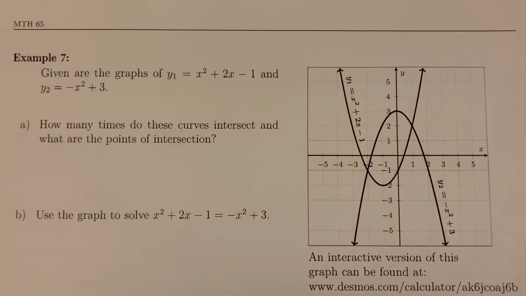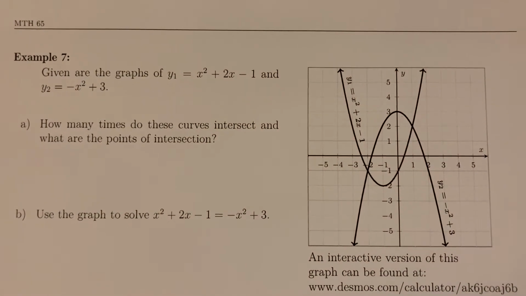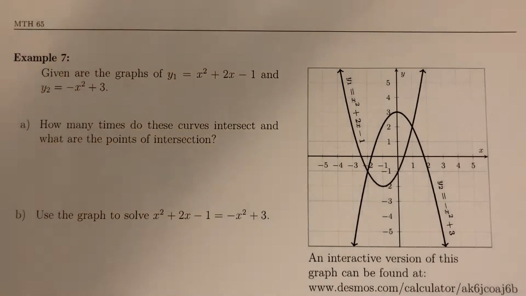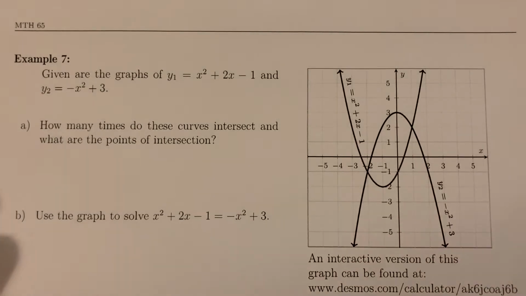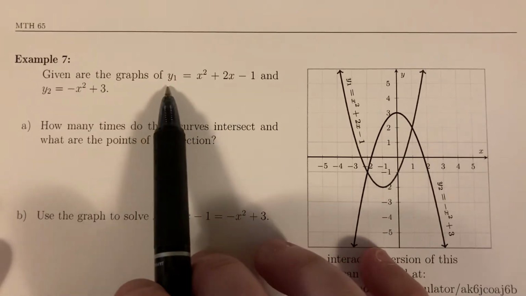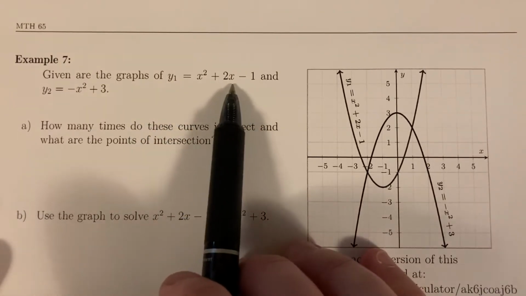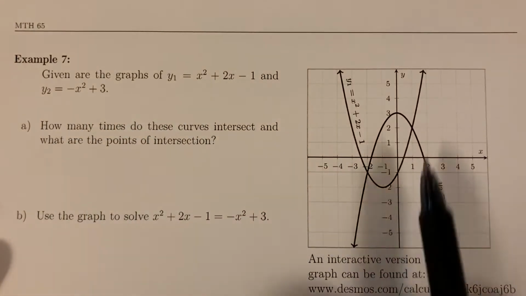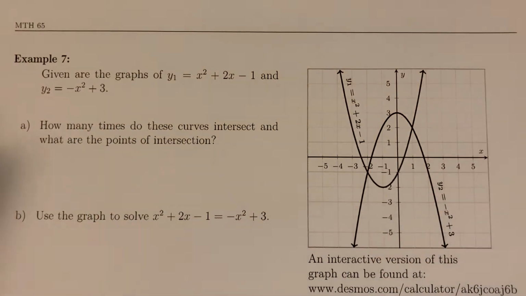Let's do some harder examples from section 9.4 that are more like what's in the homework. Hopefully we've gotten the hang of it, but if not, we've got a couple more examples. Let's try them. So this one says, given are the graphs of y1 equals x squared plus 2x minus 1 and y2 equals negative x squared plus 3.